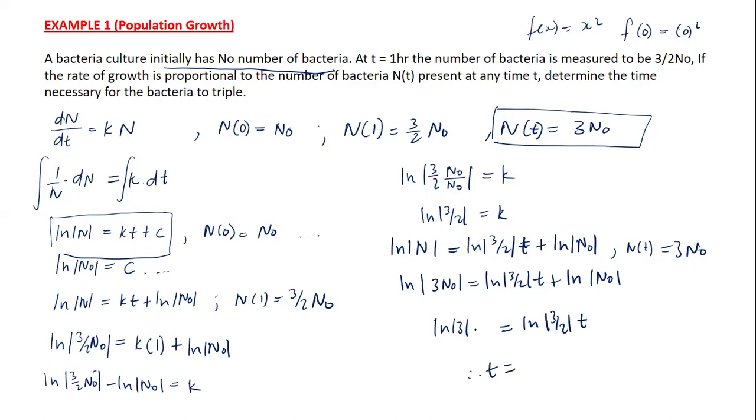Let's do it. We're going to say ln of 3 divided by ln of 3 over 2 on my calculator. And then I get 2.70952, which is 2.71 to 2 decimal places. I'm going to have 2.71 hours, okay? Because remember our time is represented in hours. And therefore this will be our final answer to this, okay? That's how we deal with population growth.